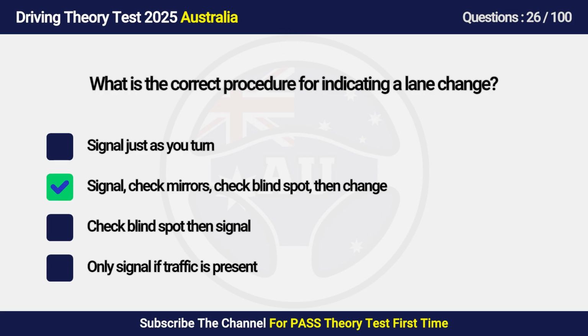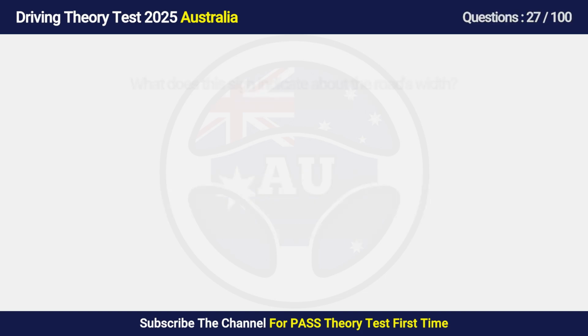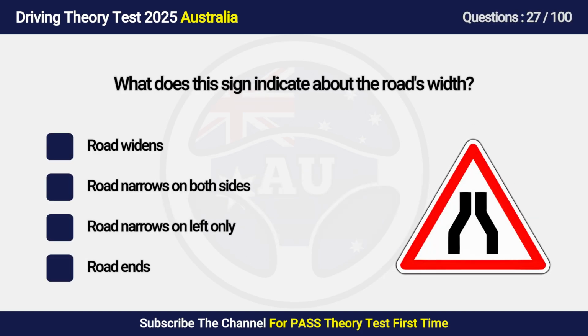Answer is B. Signal, check mirrors, check blind spot, then change. The correct procedure is to signal, check your mirrors, perform a head check for your blind spot, and then, if safe, make the lane change smoothly. Question 27. What does this sign indicate about the road's width?